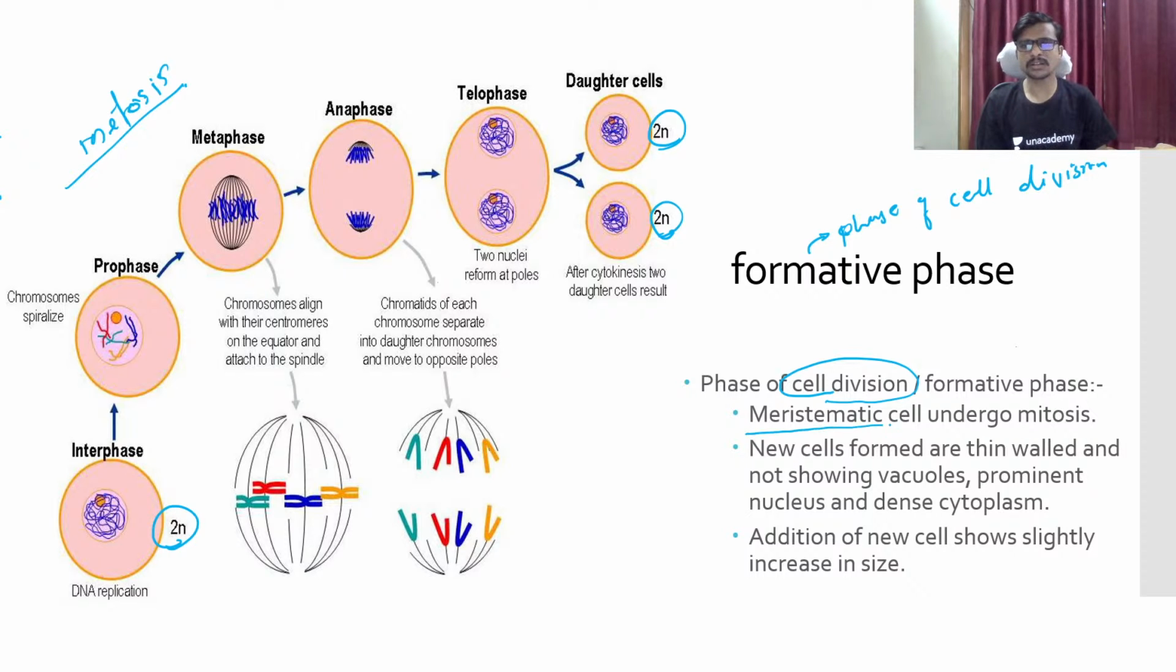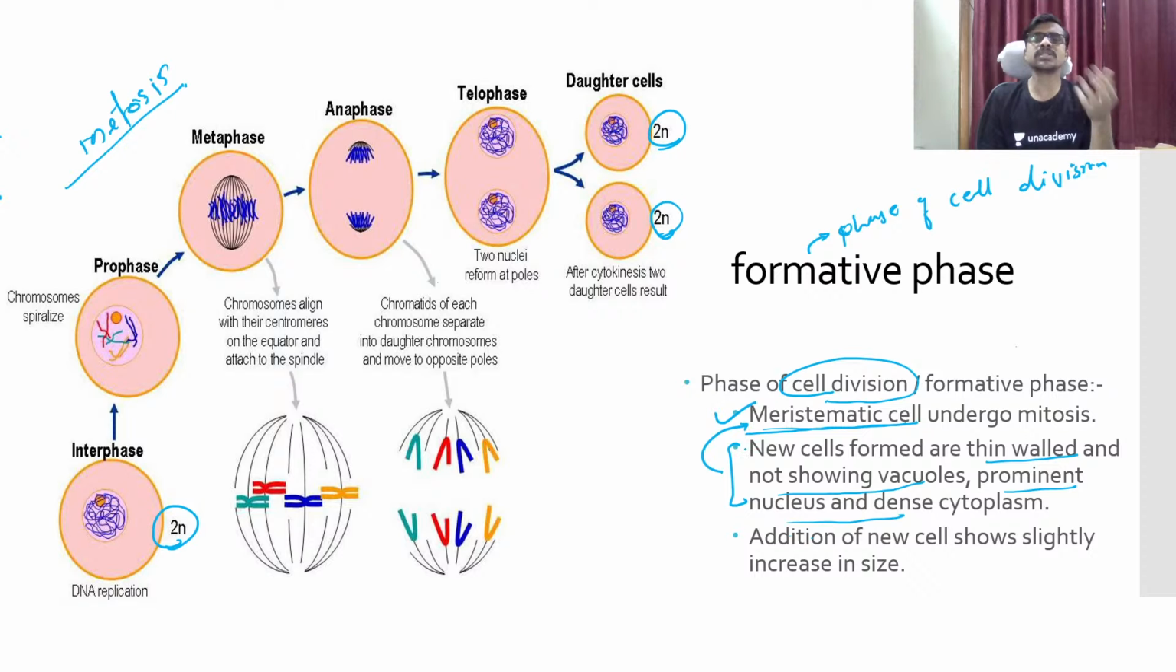Meristematic cells undergo the mitosis process. Meristematic tissue is very active in division, and it is present at both ends of the plant. So there is root meristem and shoot meristem, which are responsible for the growth of a plant. The new cells formed are thin walled, with no prominent vacuoles, a prominent nucleus and dense cytoplasm. This is the property of meristematic tissue, or meristem cells.